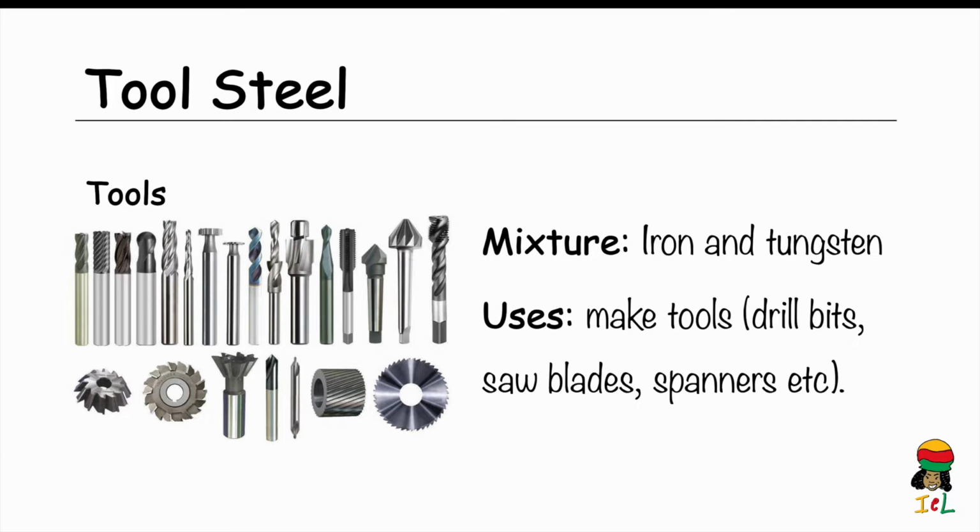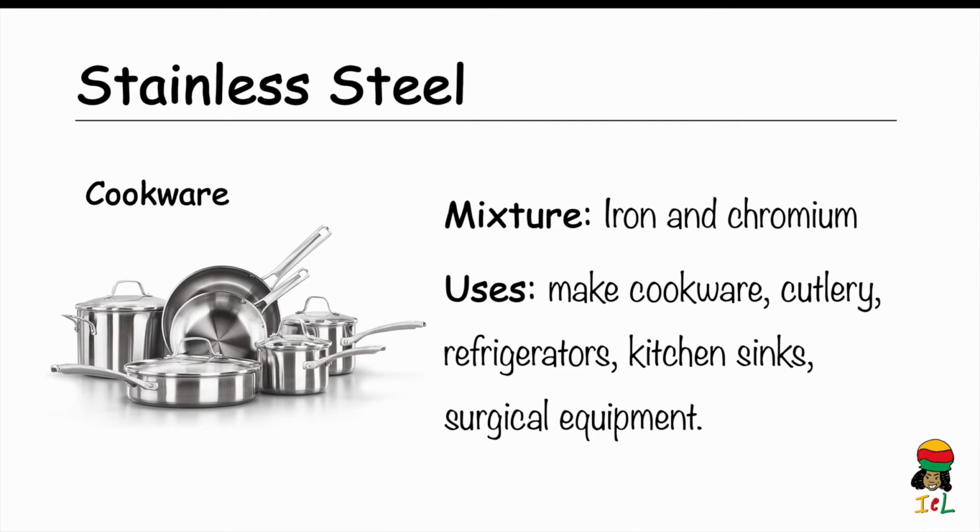And finally, we're looking at stainless steel. Stainless steel is a mixture of iron and chromium and sometimes nickel. Stainless steel is strong and does not rust easily. As a result, stainless steel is used to make various durable and long-lasting items such as pots and pans, cutlery, refrigerators, dishwashers, kitchen sinks, and surgical equipment.